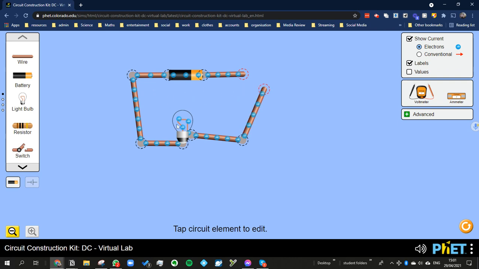But anyway, so what is electricity then? If I close that, this light is going to light up. But why do you think lights light up when they are connected to a battery? Why do you think that happens? How do the electrons make it light up?